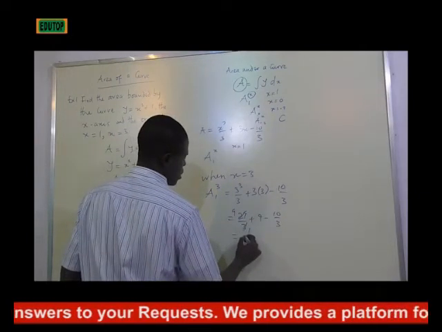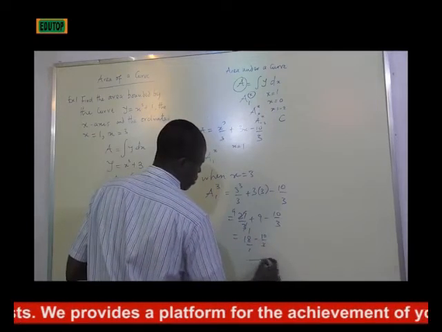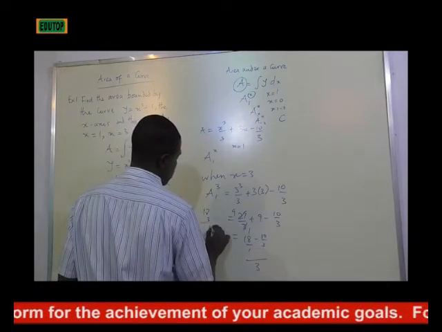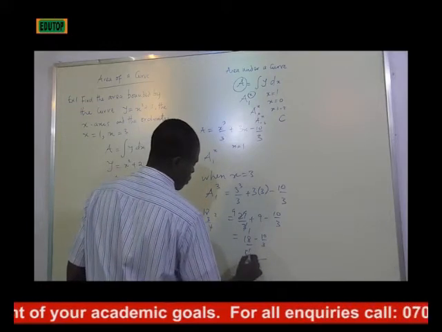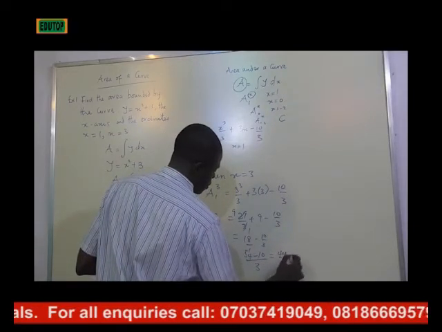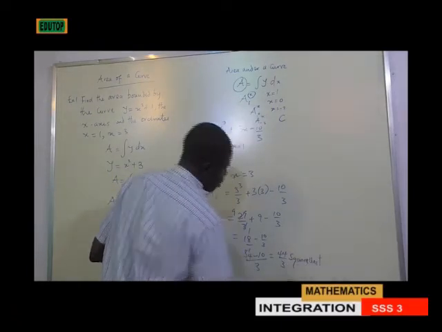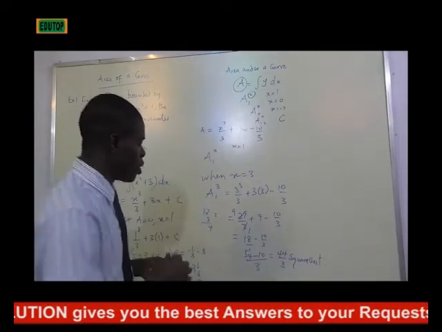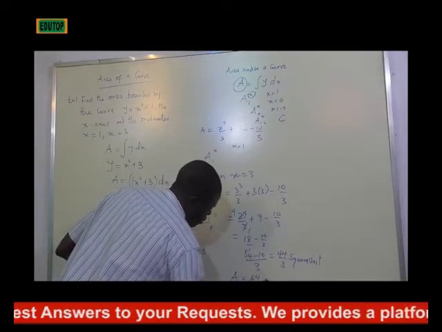So that will give us 18 minus 10 over 3. If you look for the LCM of this, we are going to have 3. 3 times 18 is 54. That's 54 minus 10. And that will definitely give us 44 over 3 square units. That is the unit of area. So your area will definitely be 44 over 3 square units.